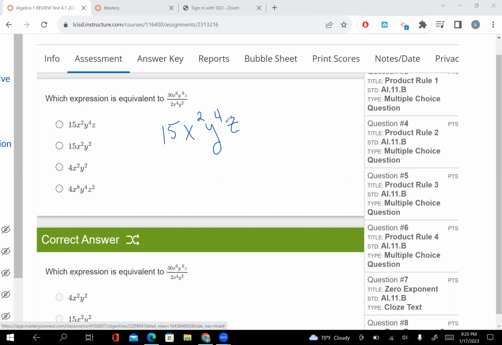So we have 15x to the power of 2, so that eliminates those. And then we have y to the 4th, and then z. So it's our first one there.